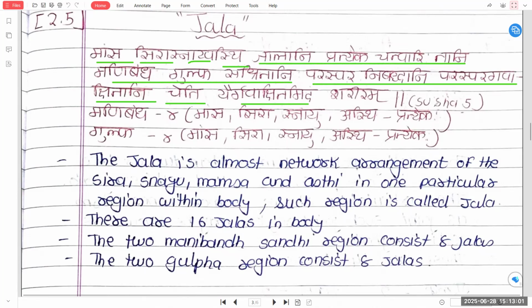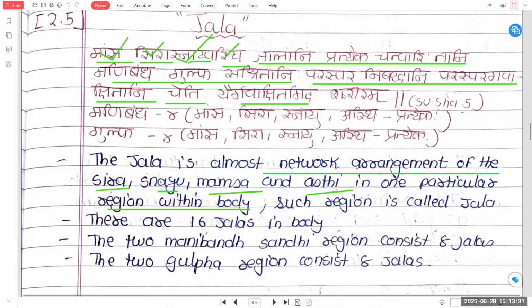So, Shushruta Acharya has told that Jal is almost a network arrangement of Mamsa, Sira, Snayu, and Asthi. Okay? The combination of all these four is called Jal. In one particular region within the body, it is called Jal.